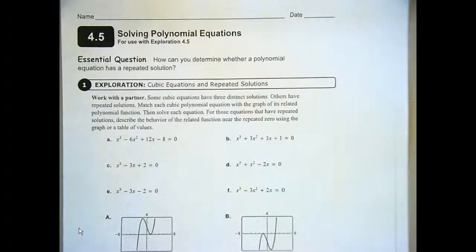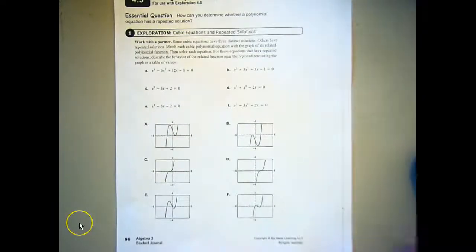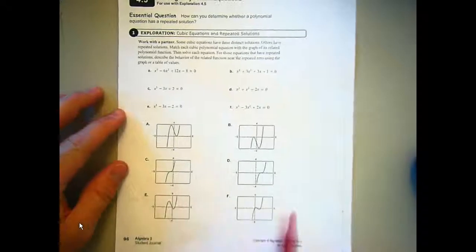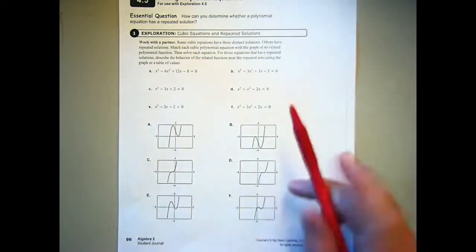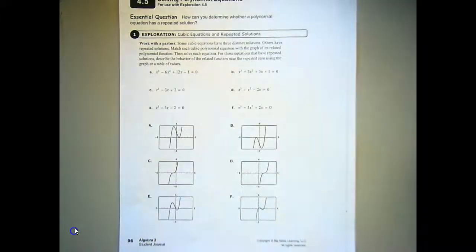We're going to do solving polynomial equations today. This should be a quick review about bumps and slides. So, A through F on page 96 of your student journal for Exploration 1. Work with your groupies there. Okay, so the quick hint for those of you struggling on this, focus on your y-intercepts.